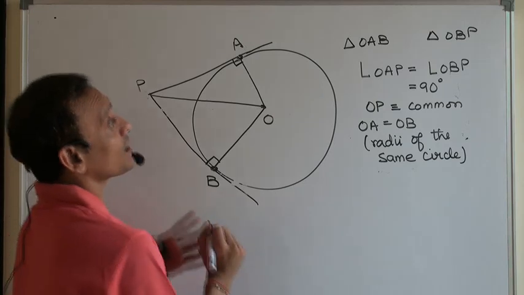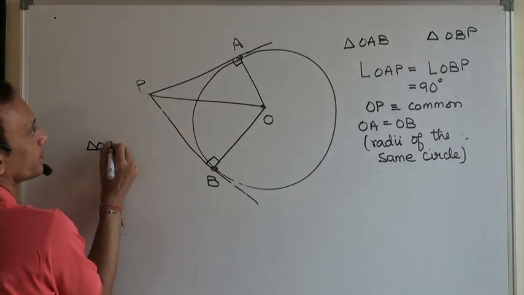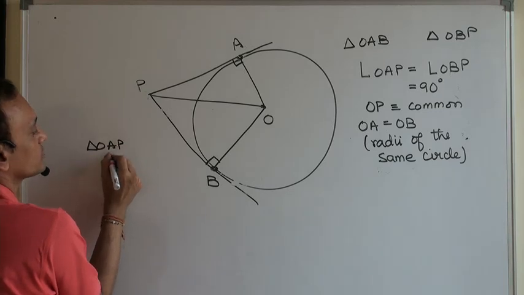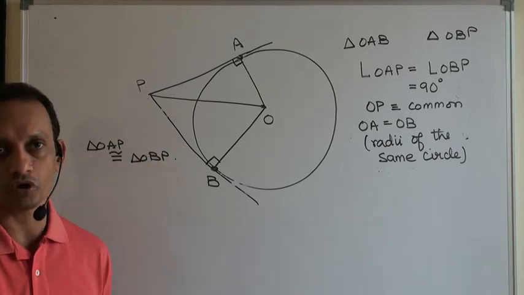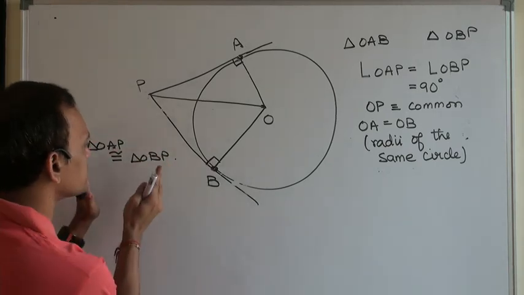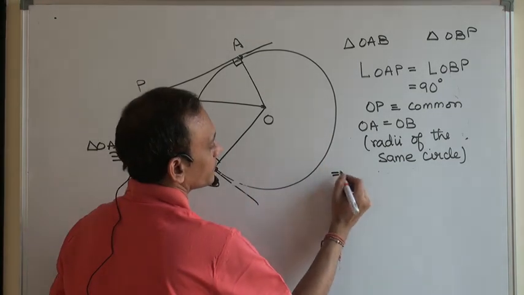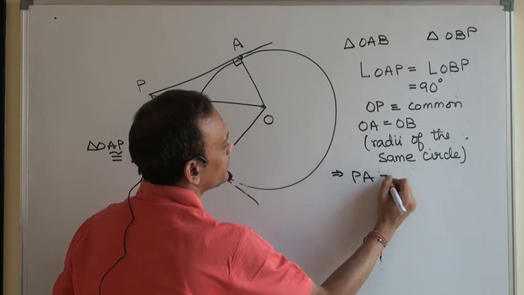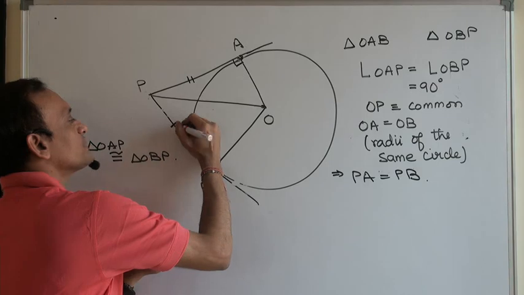And therefore, from the RHS condition, triangle OAP must be congruent to triangle OBP. The two triangles are therefore congruent, which leads us to the following conclusion. They are identical in all respects, therefore, very clearly, PA must be equal to PB. This tangent must be equal to this tangent.